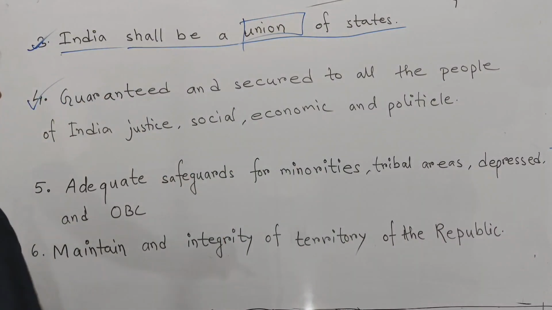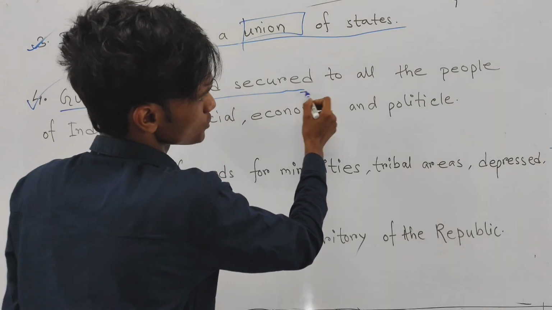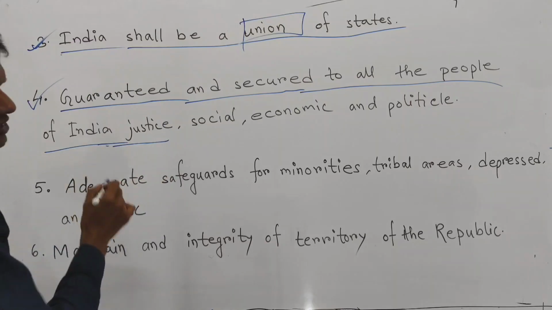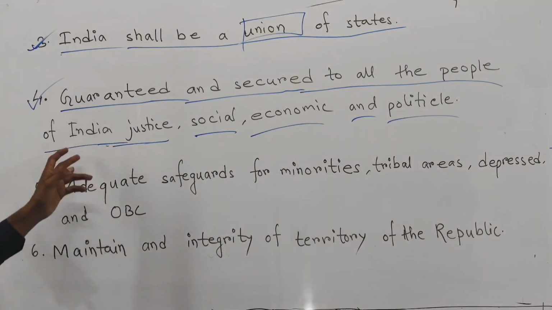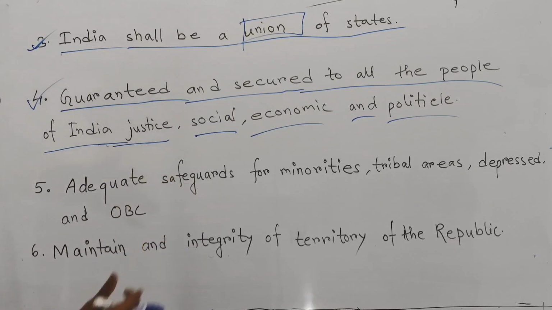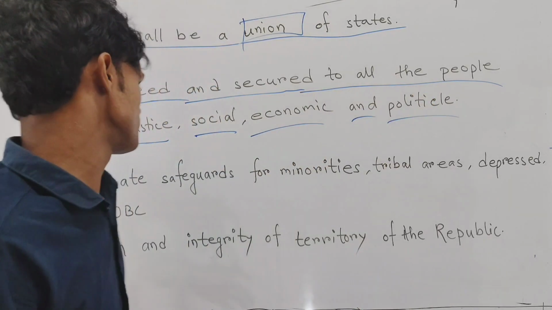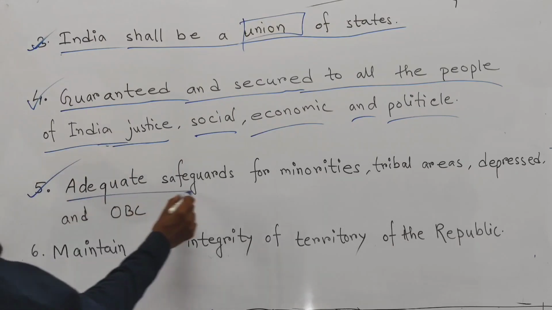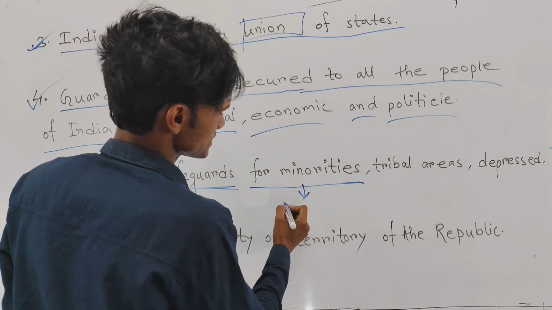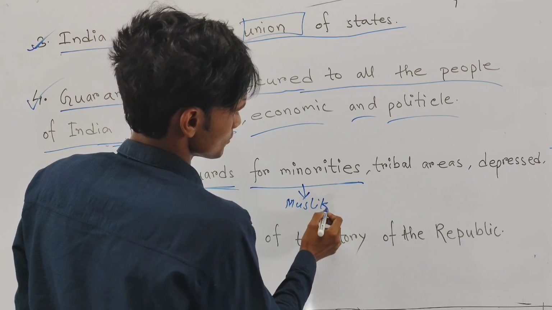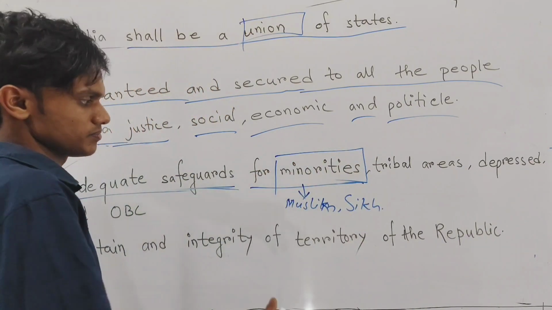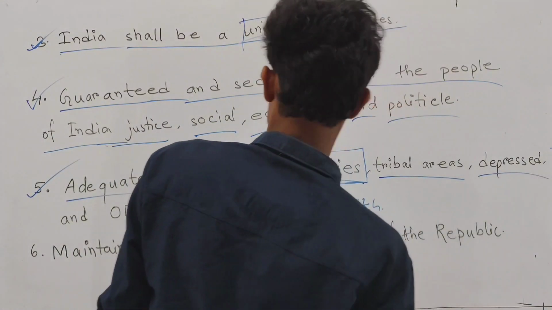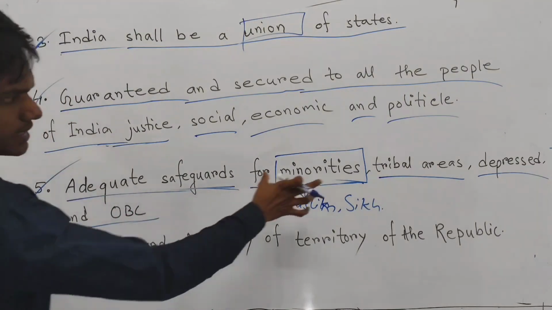The fourth point of the objective resolution was that the Constitution needs to give a guarantee and secure to all the people of India justice, social, economic and political. By this, people who live in India will get justice socially, economically and politically. And the fifth point is adequate safeguards for minorities, Muslims, Sikhs and many others. Minorities mean those whose numbers are less. Tribal areas, depressed classes and OBC will be safeguarded in this section.